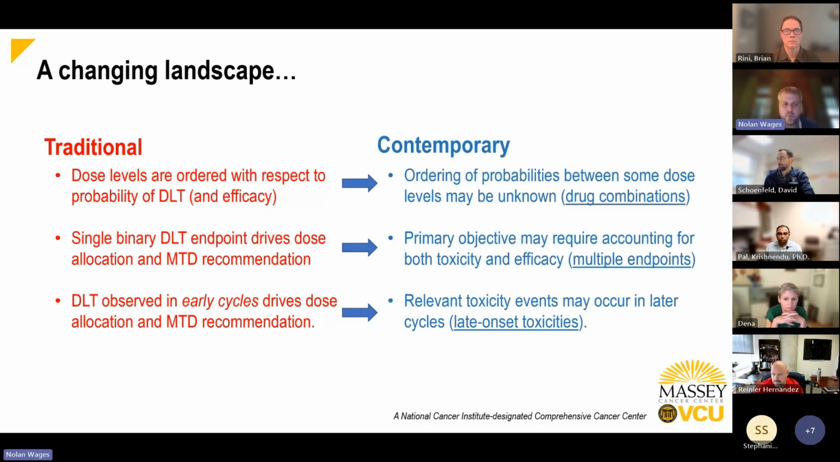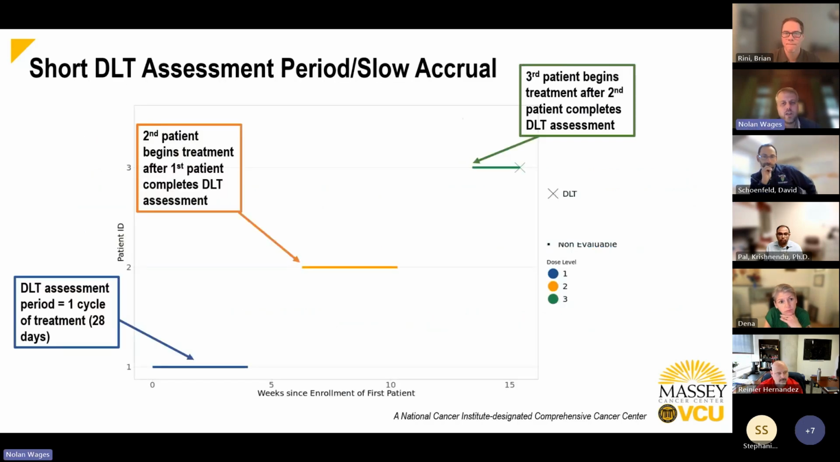On the left side, we have a single binary DLT endpoint driving the dose allocation and MTD recommendation. We're going to relax that and talk about multiple endpoints, maybe using efficacy and toxicity to make a dose decision. And then DLTs observed in early cycles drove dose allocation and MTD recommendation. And we're going to talk about the case in which we have late onset toxicities and what we would do there.